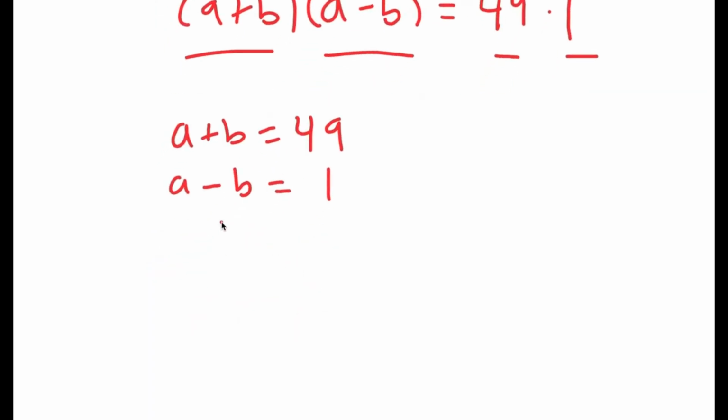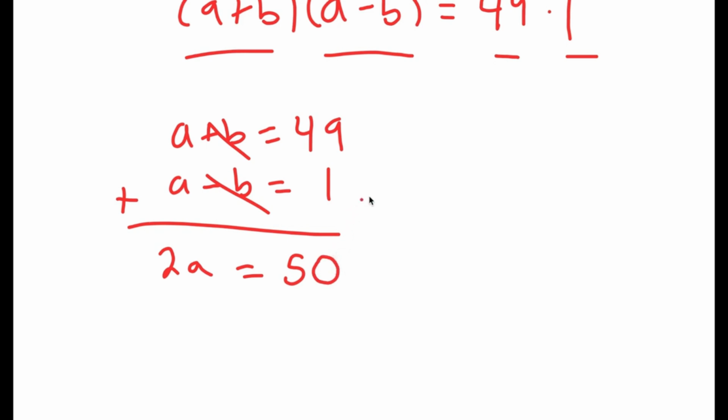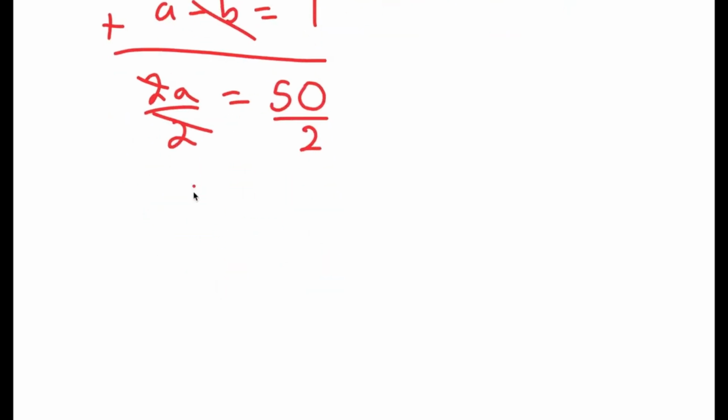So what we have here is a system of equations, and I'm going to add these equations. a plus a is 2a, b and negative b cancel out, and 49 plus 1 is 50. So I get that 2a is equal to 50, and if I divide both sides by 2, these two cancel out, and I get a is equal to 25.